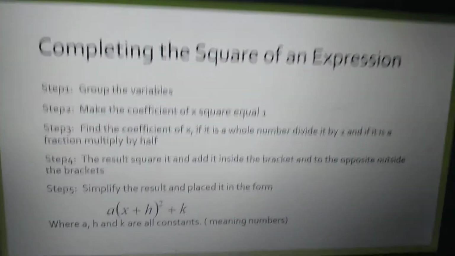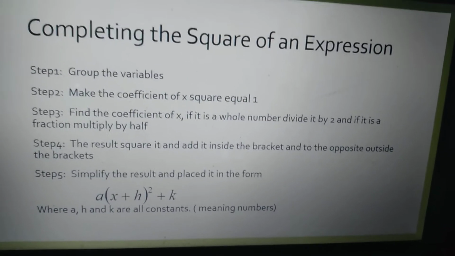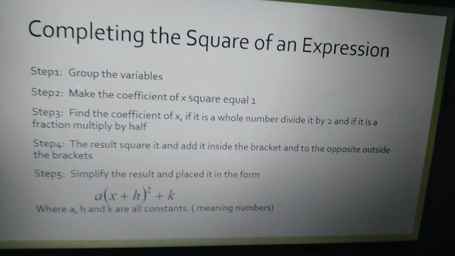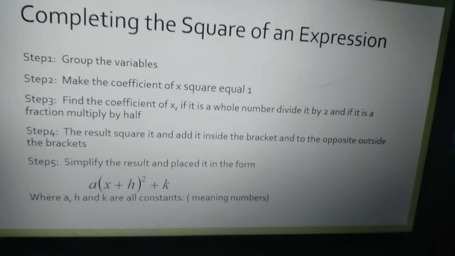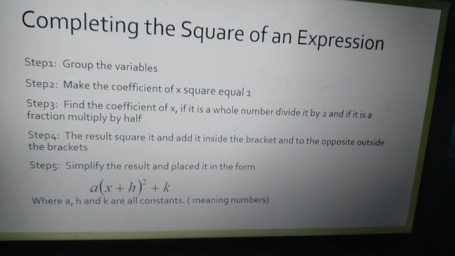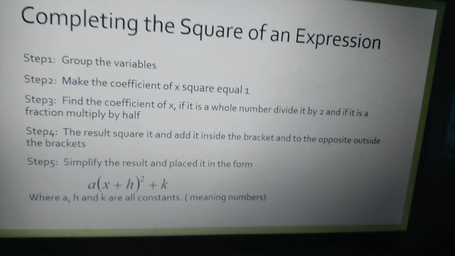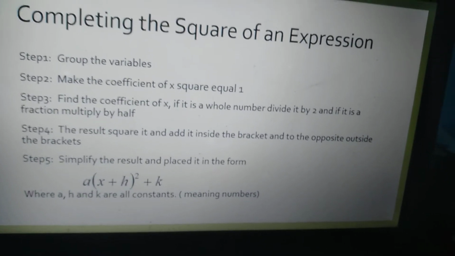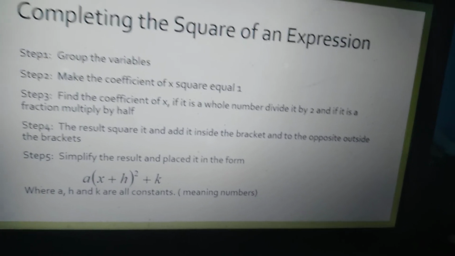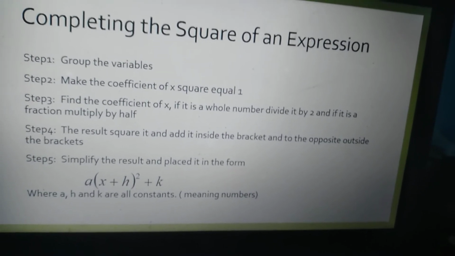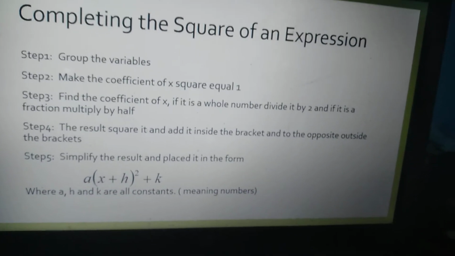So it says, all right, step 1, group the variables. Step 2, make the coefficient of x squared equal 1. Step 3, find the coefficient of x. If it is a whole number, divide it by 2. If it is a fraction, multiply it by a half. Step 4, the result of what you did there, you square it and add it inside the bracket and do the opposite outside the bracket.